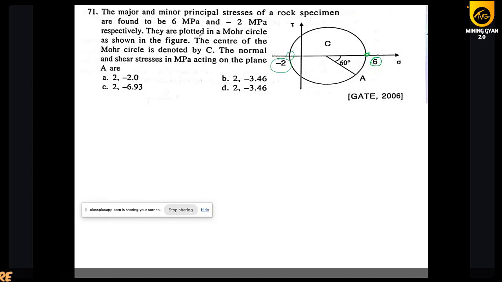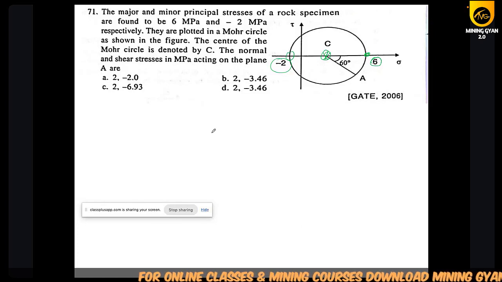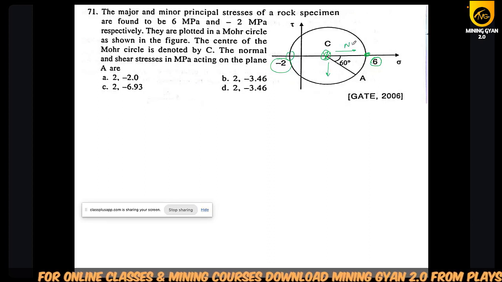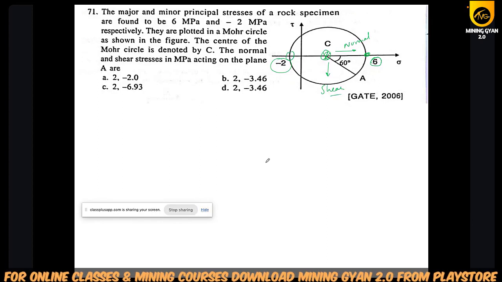Okay, they are plotted in the Mohr circle as shown. The center of the Mohr circle is denoted by C. This is the Mohr circle, and the center will be C. These are the normal and the shear stress. So how will you find the normal and the shear stress? First try to find the radius of the circle.